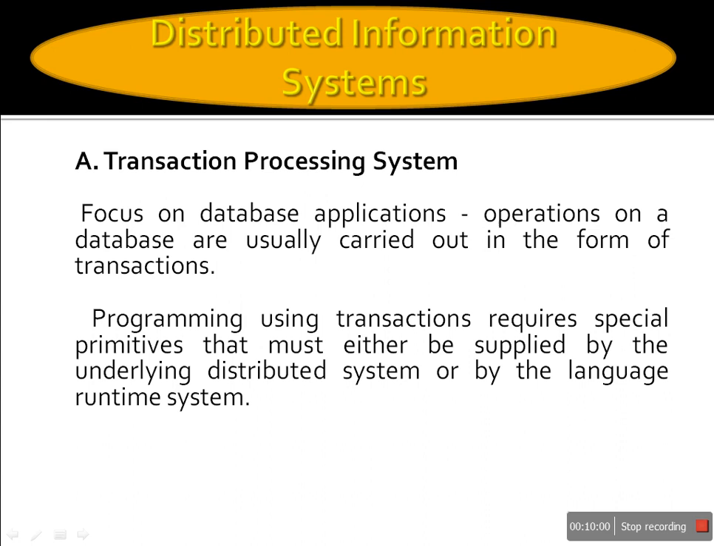Okay, now the second type of distributed system, distributed information system. So the first type of distributed information system is transaction processing system. What is transaction processing system? In practice, operations on a database are usually carried out in the form of transactions. Programming using transactions requires special primitives that must either be supplied by the underlying distributed system or by the language runtime system.